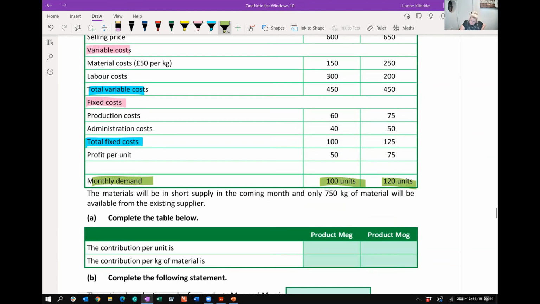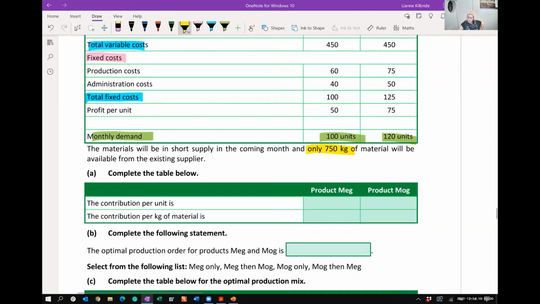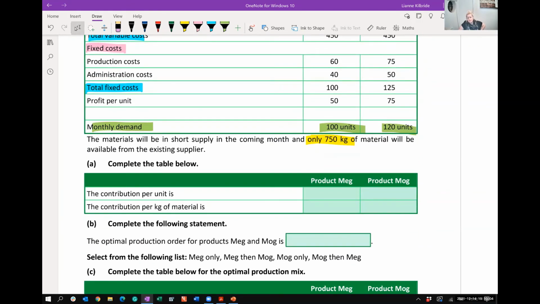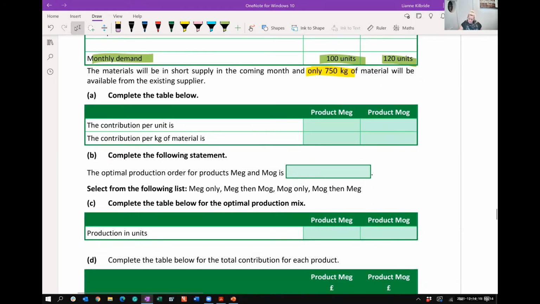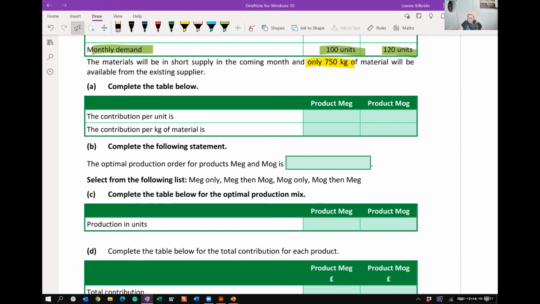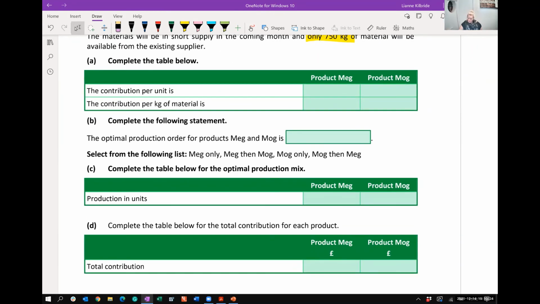Okay, it states at the bottom that material will be in short supply in the coming month and only 750 kilograms of material will be available from an existing supplier. Now, what we've got to do is, first of all, work out what the contribution per unit is and the contribution per limiting factor. It's already been established that the limiting factor is material in this case. So what is the contribution per kilogram? Then we need to decide what the optimal production order should be. Should we make Mog first? Should we make Meg first? Which way around should we make them? And then from that, we will be able to decide how many units we're going to produce of each of them and what the total contribution is going to be.